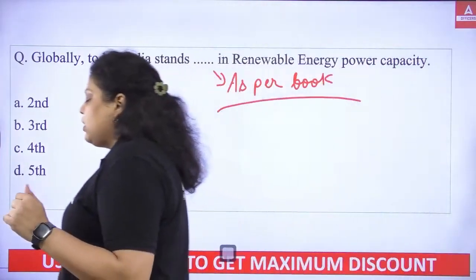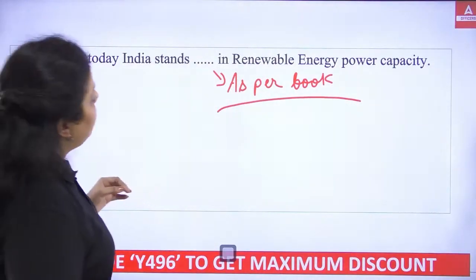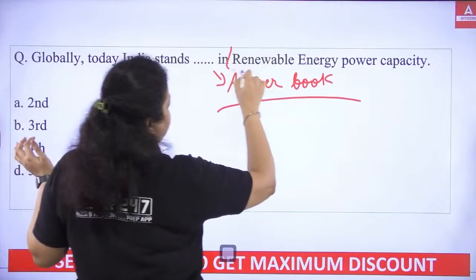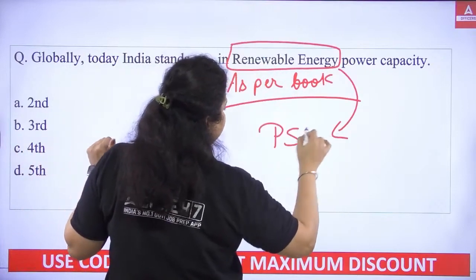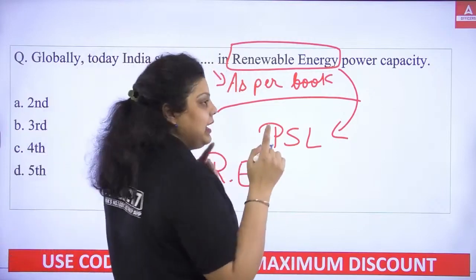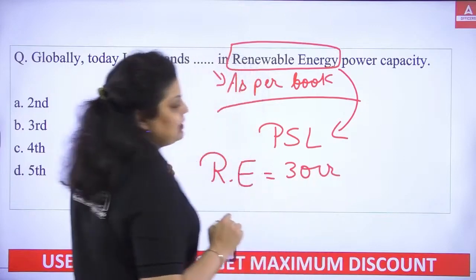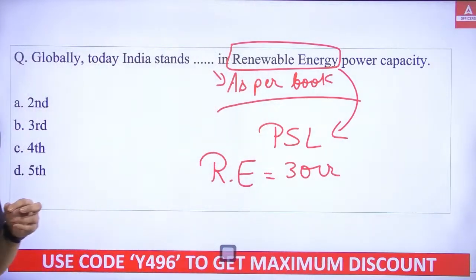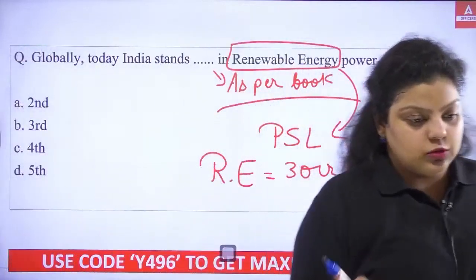Okay. Now if I talk about the rank of India, I want to let you know, renewable energy is a part of priority sector lending. And in the priority sector lending for renewable energy, the target has been doubled by RBI. Now it is 30 crores. It means it used to be 15 crores, but now it is 30 crores. You have to remember this as well.